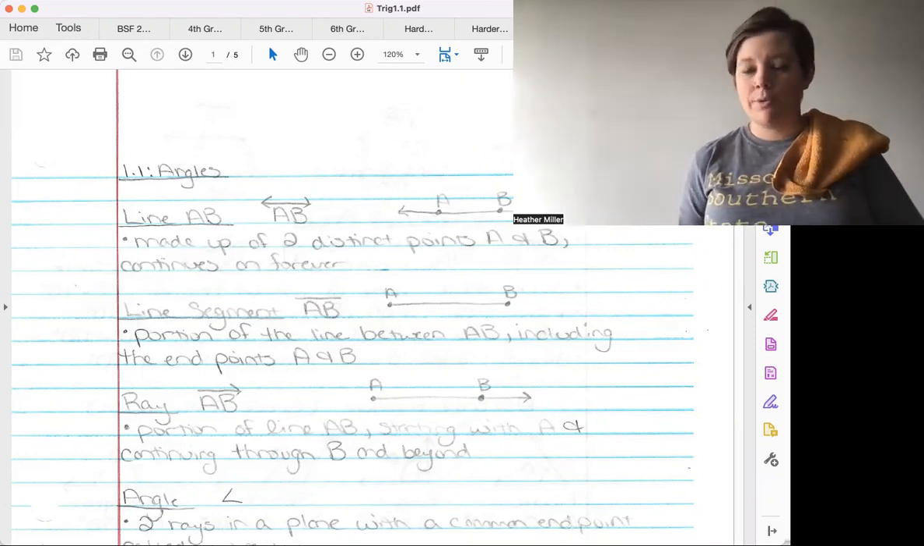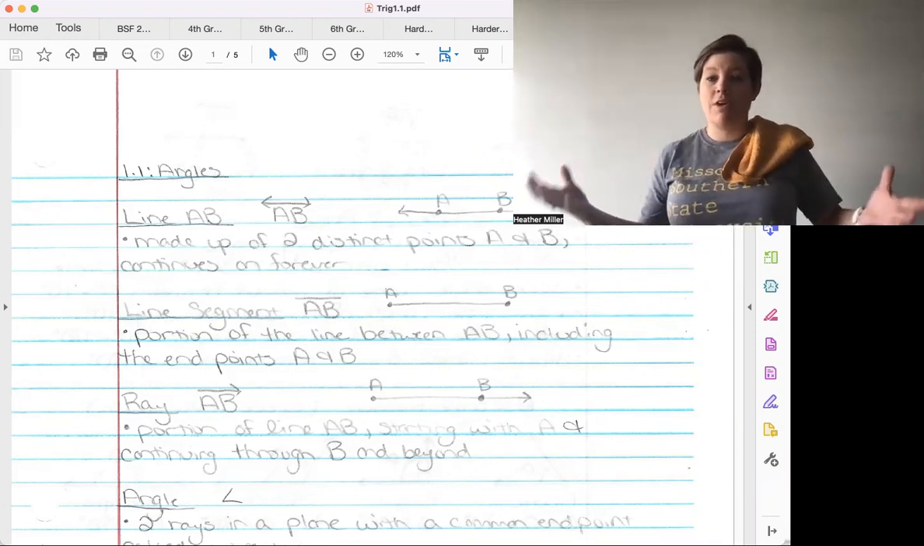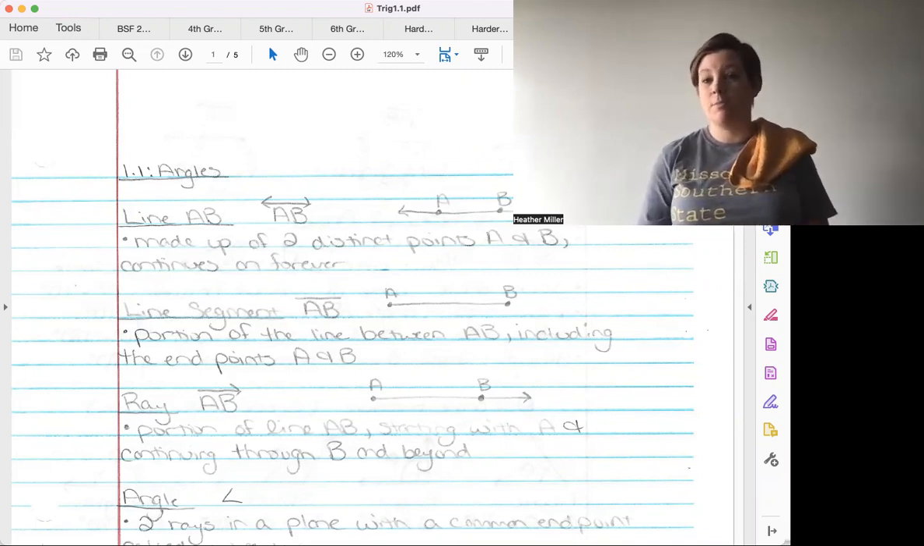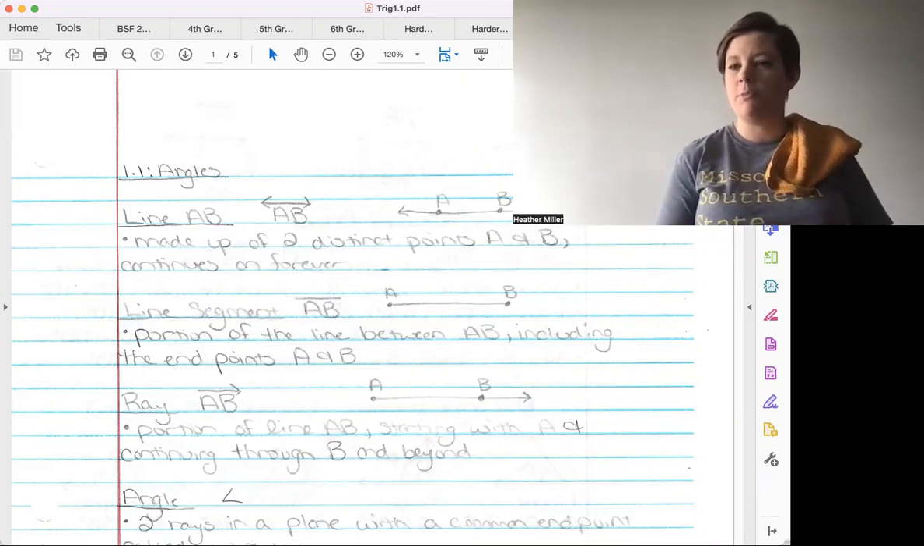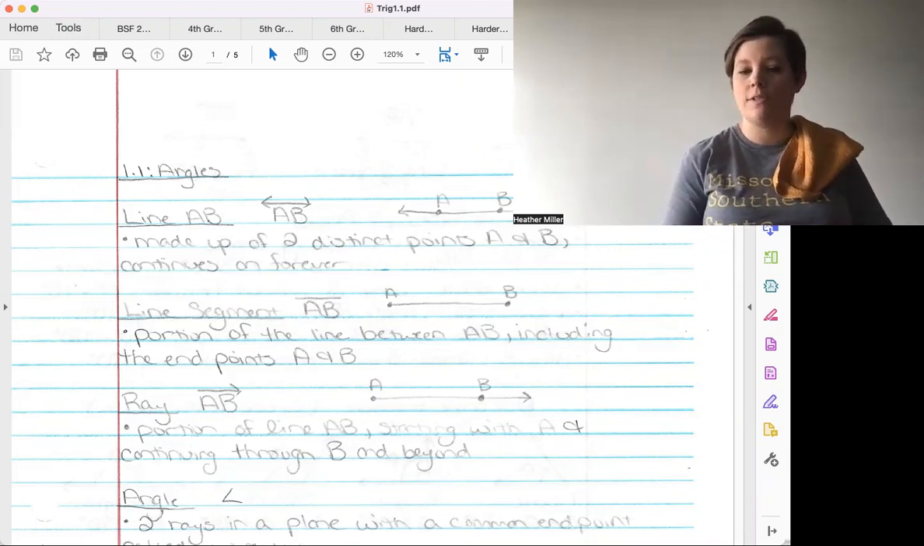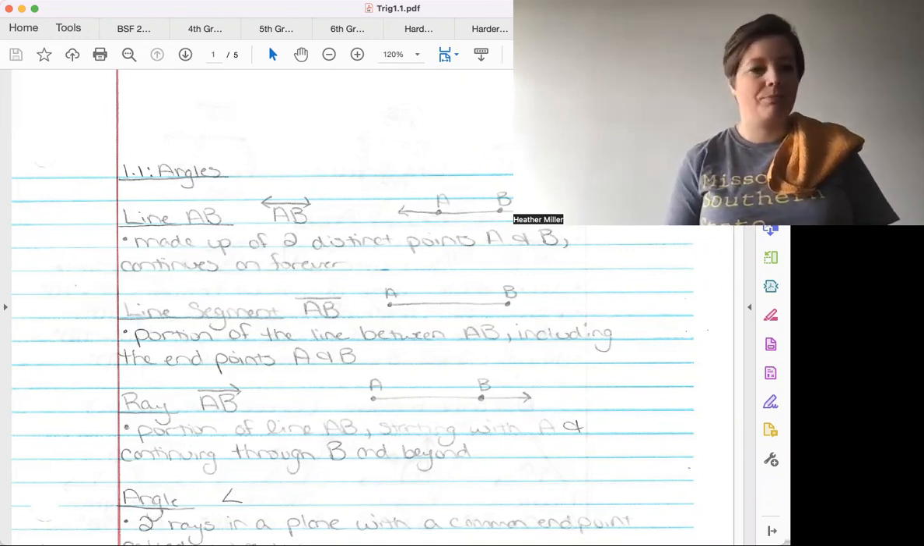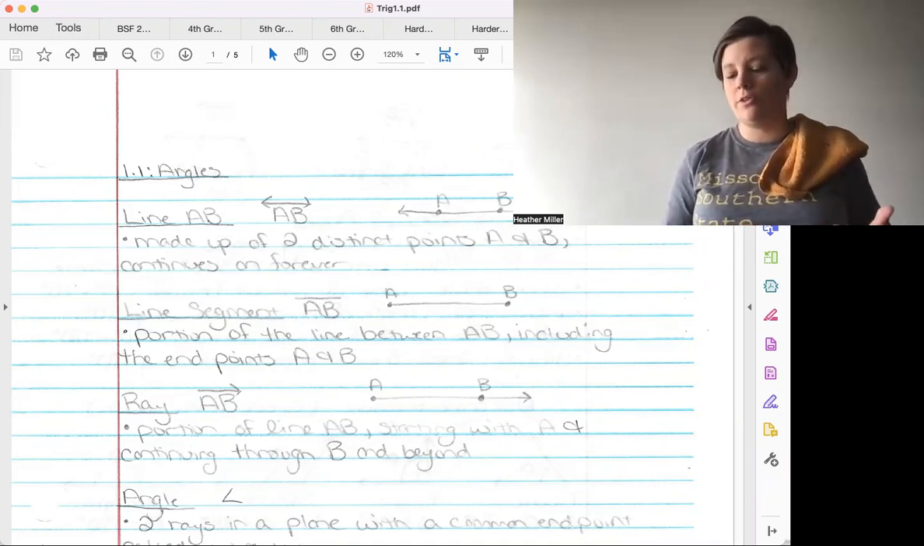Chapter 1 is where we're really going to get the foundation for all of trigonometry. Hopefully a lot of it is semi-review for you from a geometry class, or even some algebra classes that you've had in the past. But chapter 1 is all about angles.